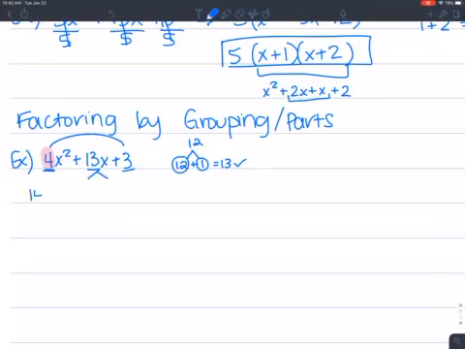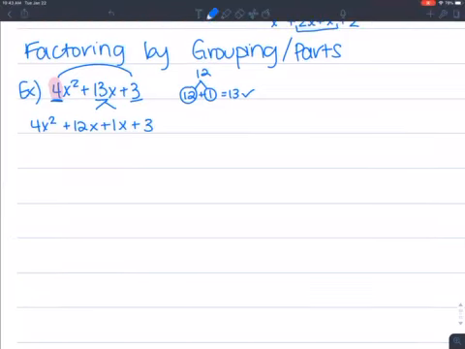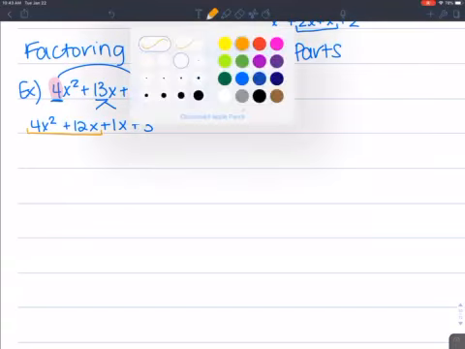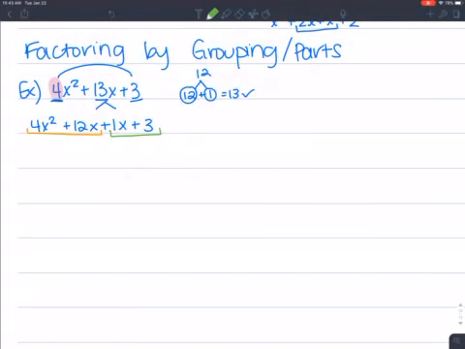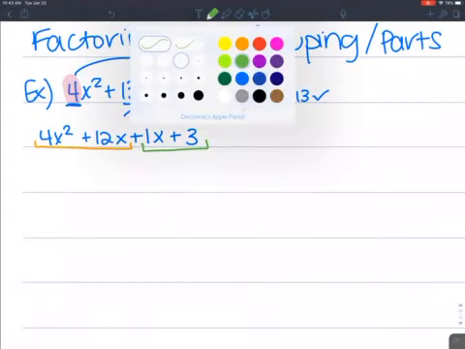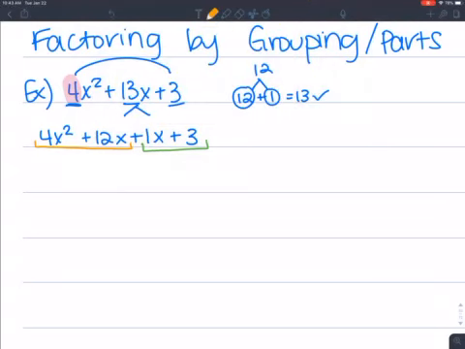So this is going to be 4x squared up front. This middle term is going to split, and I can rearrange it however I want. So I can have it say 12x plus 1x, or I can switch those. It doesn't matter. But now we're going to group them. So I'm going to say these 2 are together, and then these 2 are together. And we're going to factor out the GCF. So the GCF of these first 2 is 4x. So if I divide this by 4x and divide this by 4x, then I get x plus 3.